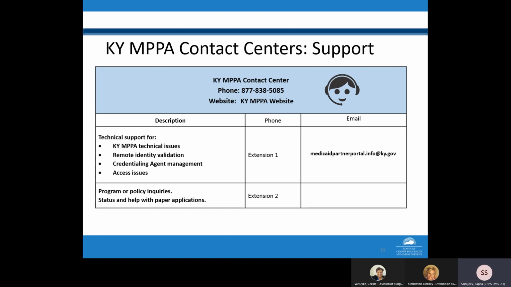This next screen is our support screen. It includes the contact information for users or providers to call or email in case they have any questions or issues. We have a contact center. The phone number is 1-877-838-5085. For any technical issues, getting access, or creating an account, the original account with COG, you will call the call center number, and the extension would be 1.